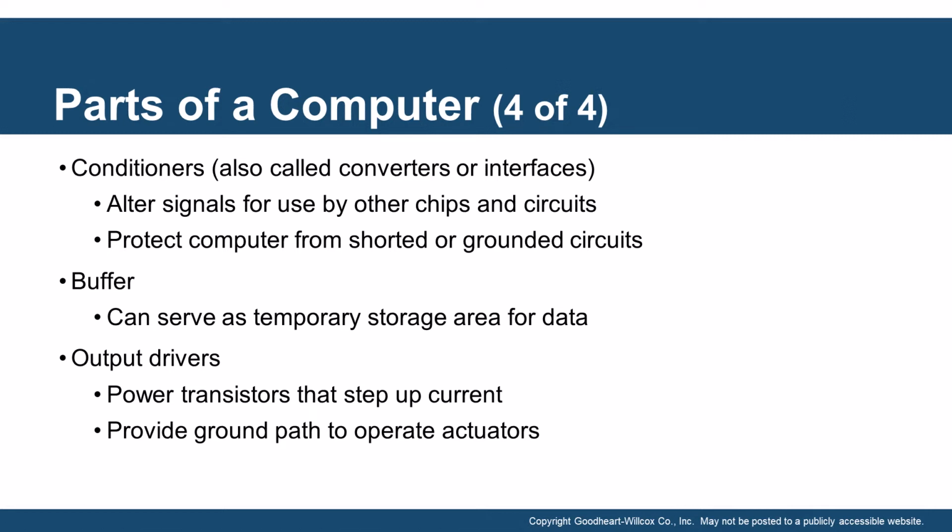In addition to those two circuit protection devices for these microprocessors, we have a buffer in there. The buffer is able to temporarily be used as a storage area for some of the data, just because we have so many signals moving so fast between each other. The output drivers use power transistors that step up the current, right? And those in turn allow us to provide a ground path to actuators to actually perform some kind of operation.